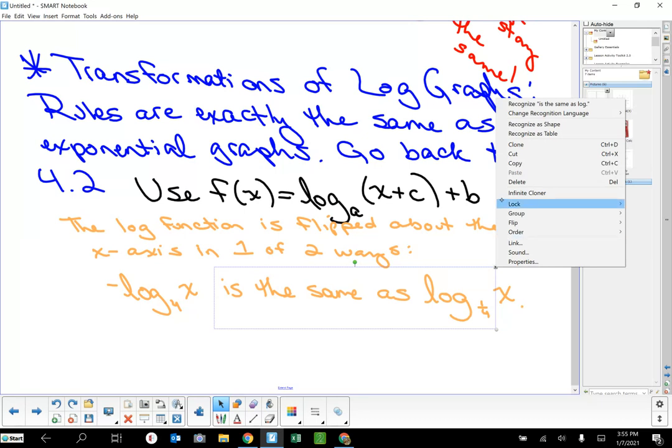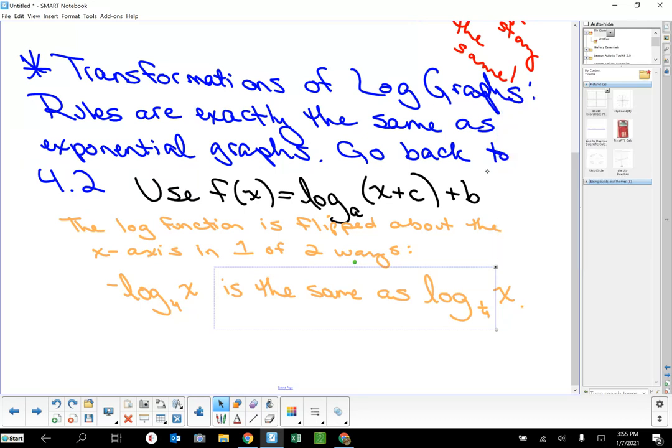Okay, so get rid of this box. All right, so this will flip the log function about the x-axis, which means it's going to be flipped upside down and look more like an exponential. And they will look identical to each other. Okay, so if you see one like that in varsity, you're going to want to make sure that you're using it. I think I used this one in varsity. All right, so let's see a couple of examples of this.